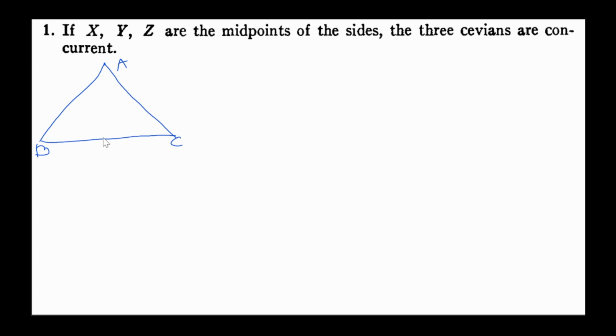So assume that X is the midpoint, and these portions are equal, and join AX. Similarly, let us assume that Y is the midpoint of AC, and join BY and CZ, where Z is the midpoint of AB.